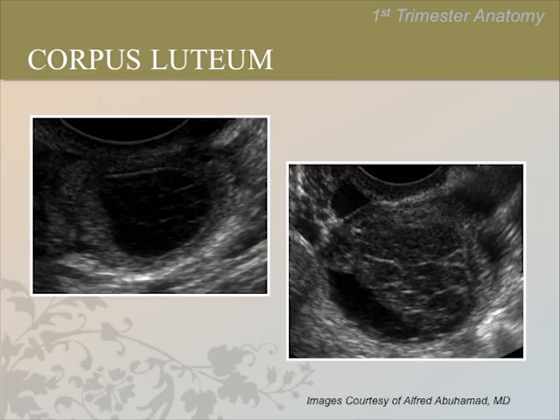Sometimes there is echogenic material inside the corpus luteum when it bleeds. This gives the corpus luteum the appearance of a complex cyst and is also normal. Can you identify the echogenic material inside the corpus luteum in each image? Please pause the video now to give the group time to discuss. Here we have labeled the echogenic material within each cyst to make it more obvious.